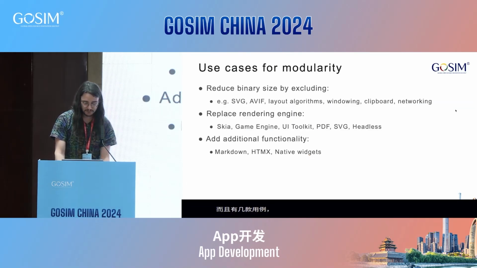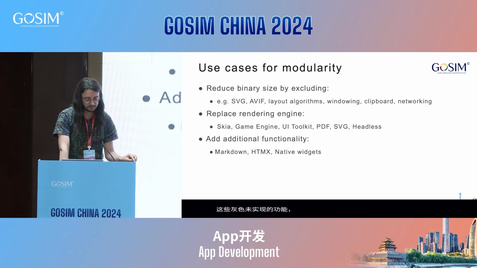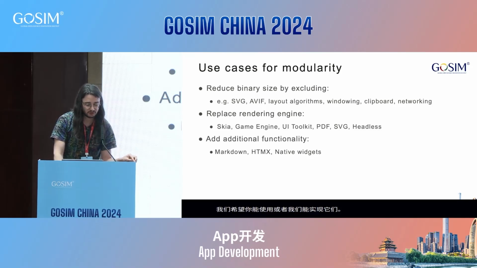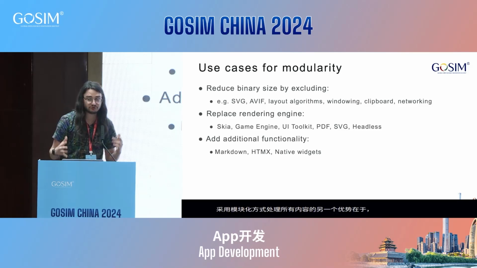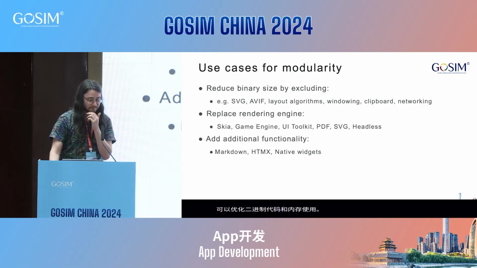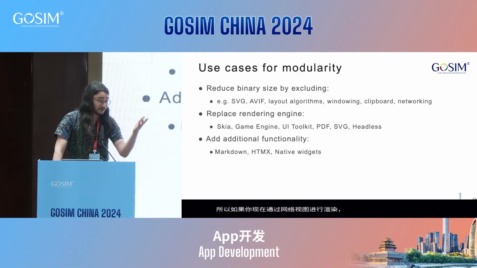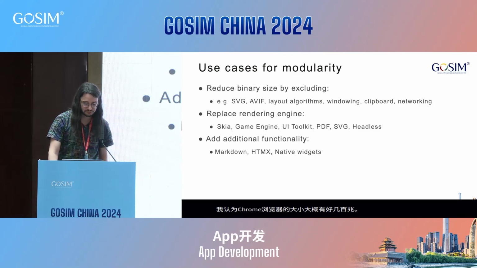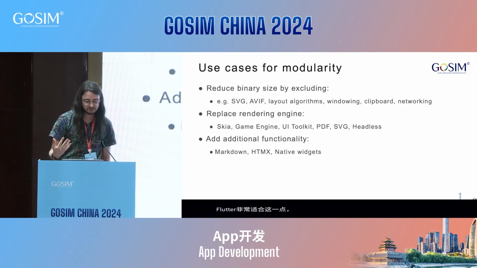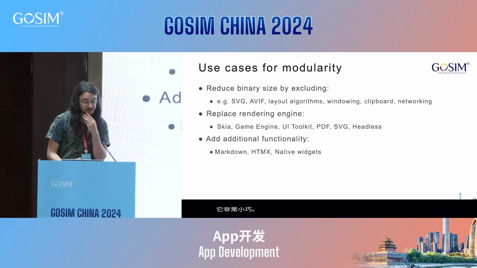Another advantage of doing everything in a modular way is to optimize for binary size and memory usage. So if you render using a web view today, a web view is a big thing. I think Chrome is like hundreds of megabytes. Flutter is good for that too. It's quite small. But we really want you to be able to customize our web view rendering layer based on exactly what your app needs.